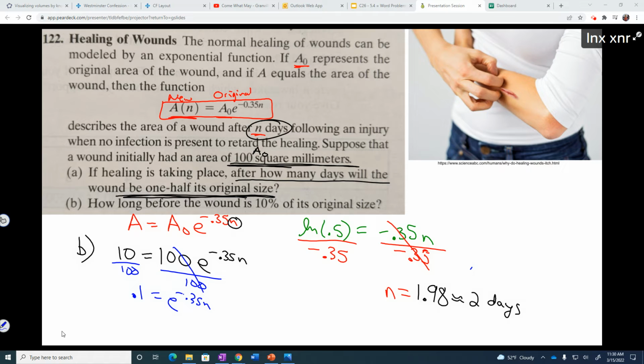And what's next? Yep, natural log both sides. These cancel, so we got natural log of 0.1 equals negative 0.35 n.